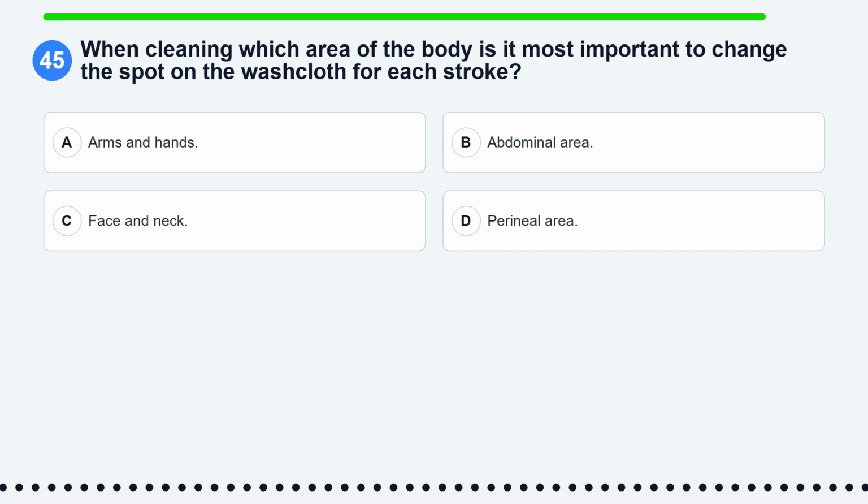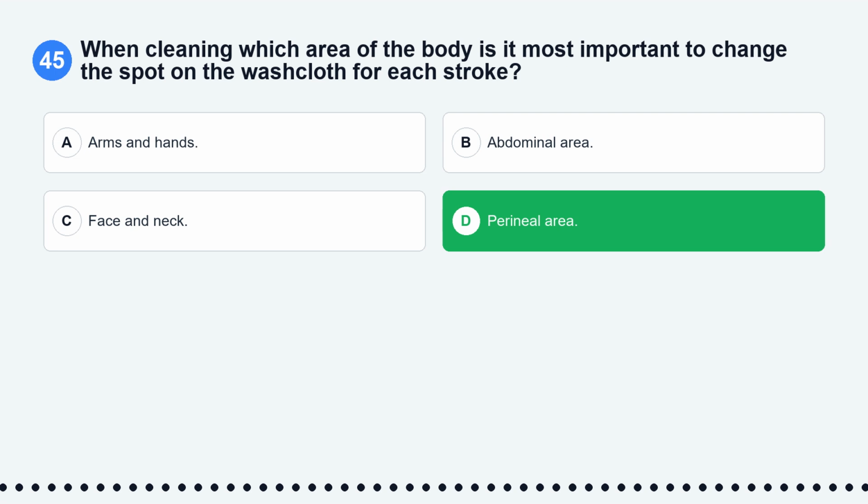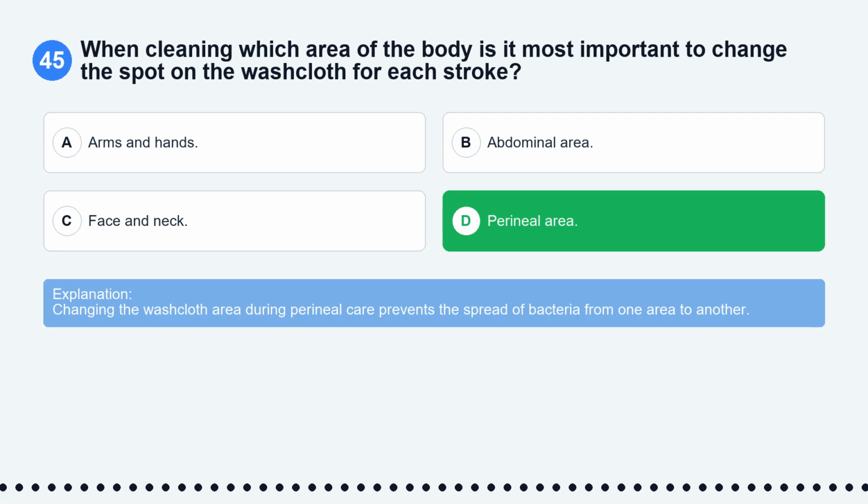Question 45. When cleaning, which area of the body is it most important to change the spot on the washcloth for each stroke? Option A, arms and hands. Option B, abdominal area. Option C, face and neck. Option D, perineal area. The correct answer is option D, perineal area. Changing the washcloth area during perineal care prevents the spread of bacteria from one area to another.